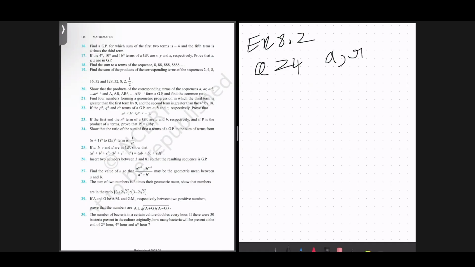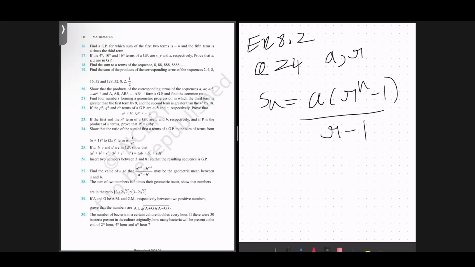Therefore, the sum of the first n terms of this particular GP, Sn, is going to be a into (r raised to the power n minus 1) upon (r minus 1). Correct. So that is going to be your Sn.